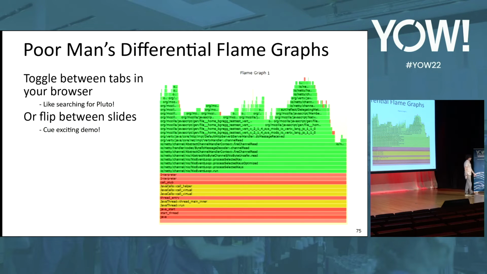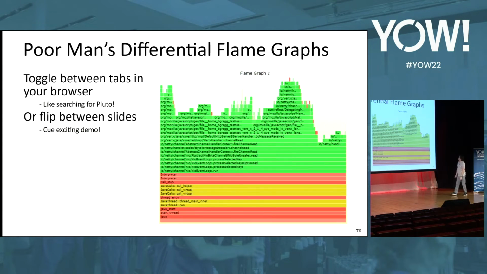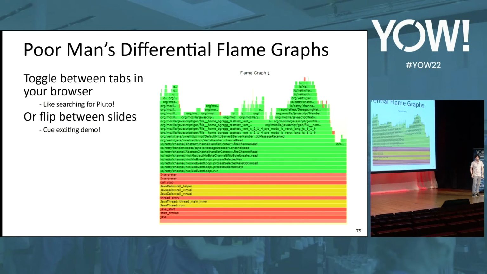Now I mentioned there's a few implementations of differential flame graphs. This is actually how I do differential flame graphs a lot. I have them in different tabs of my browser from system A and B, and I just flip between them like this. Oh, what's different about these two flame graphs? It's this bit over here. That's actually how I do it. You just load them up in one and the other, and you just flick between them. Done. You can do this in software. That's fine too.